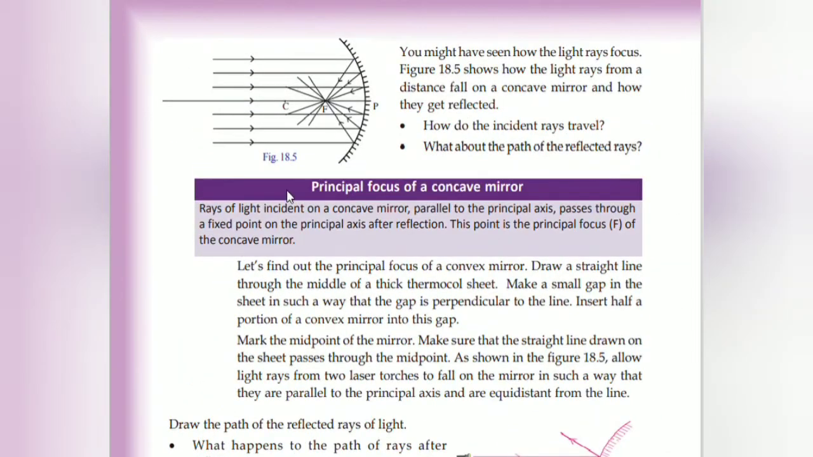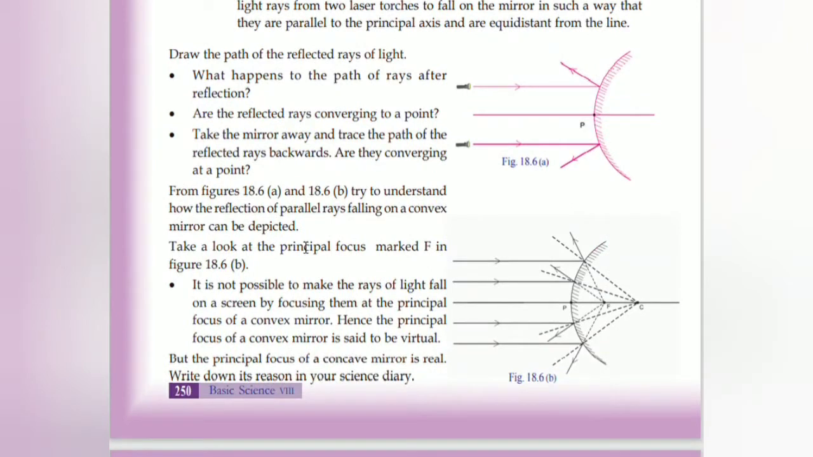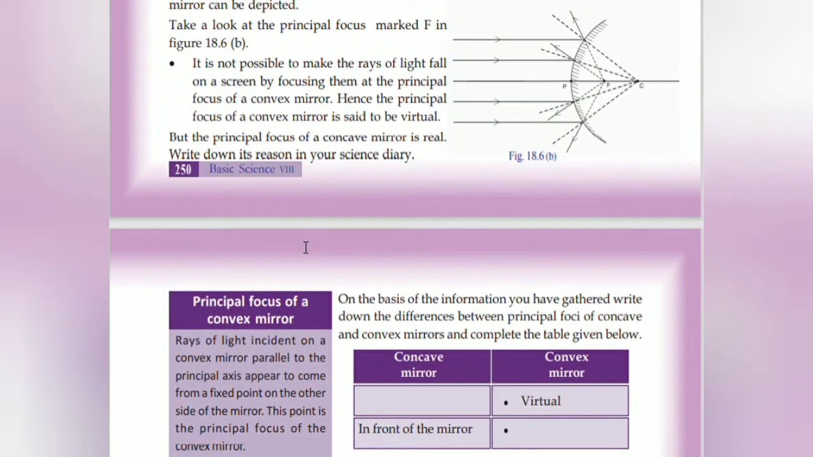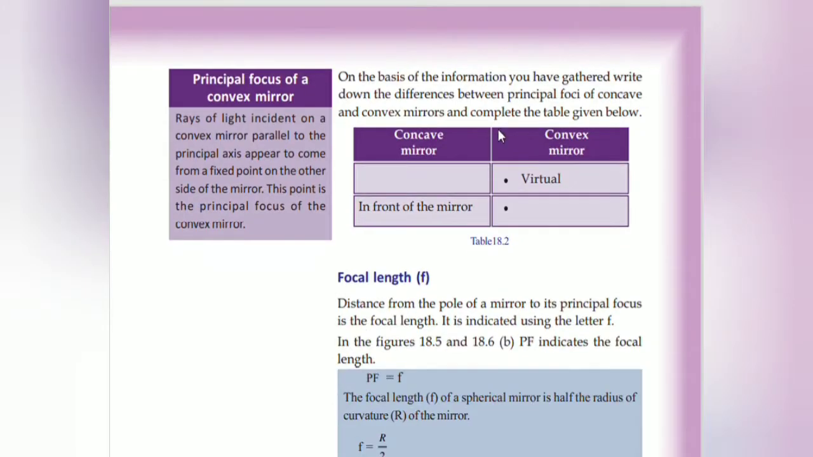അപ്പോൾ principal focus F അത് ഉദ്ദേശിക്കുന്നത് എന്താ? Rays of light incident on the convex mirror അല്ലേ? കോൺവെക്സ് മിററിലേക്ക് ഒരു ലൈറ്റ് റേ പതിക്കുകയാണെങ്കിൽ it will be parallel. എന്തിന് പാരലൽ ആയിരിക്കും? പ്രിൻസിപ്പൽ ആക്സിസിന് പാരലൽ ആയിരിക്കും. പിന്നെന്താണ്? It will come to the fixed point to the other side of the mirror. ആ പോയിന്റിനെയാണ് നമ്മൾ എന്ത് പറയുക? പ്രിൻസിപ്പൽ ഫോക്കസ് ഓഫ് ദ കോൺവെക്സ് മിറർ എന്ന് പറയുക.